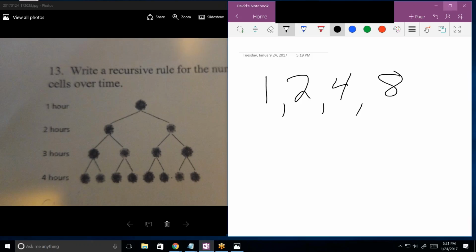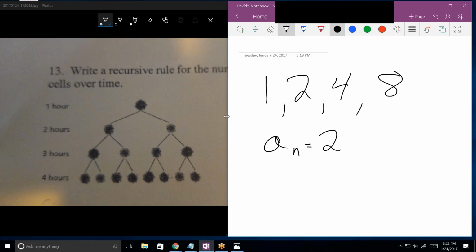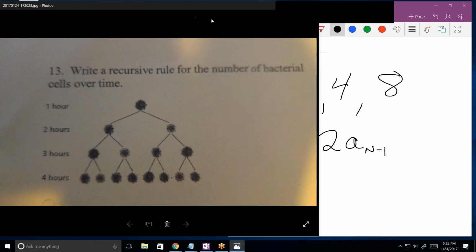Write a recursive rule for the number of cells over time. So what's A sub n going to be? A sub n is equal to 2 A sub n minus 1. Right. And that's all I needed on that.